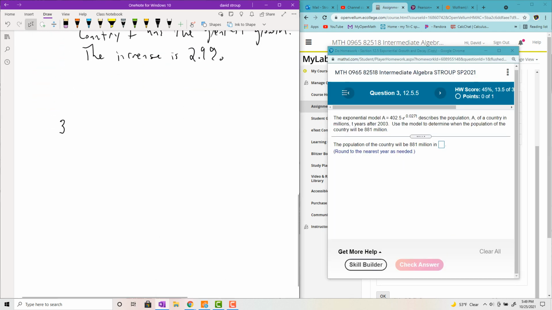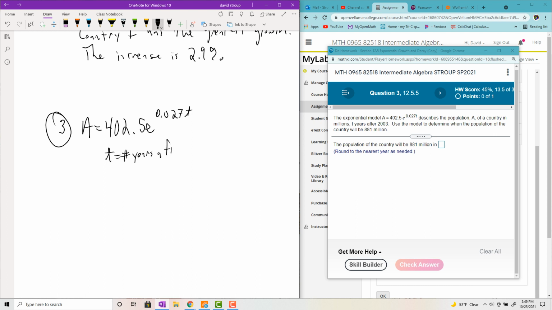Okay, so the exponential model A equals 402.5 e to the 0.027 t describes a population in millions t years after 2003. Use the model to determine when the population will be 881 million. Just remember, t is the number of years after 2003. So how do I figure out when the country will have 881 million people in it?